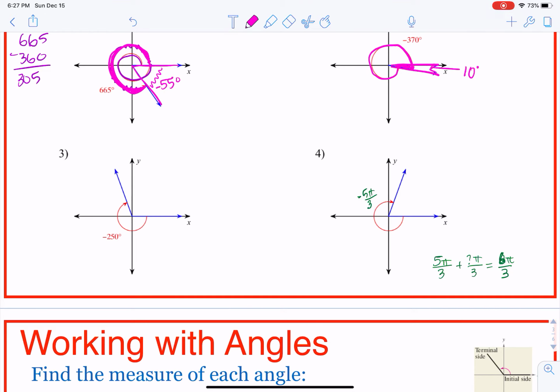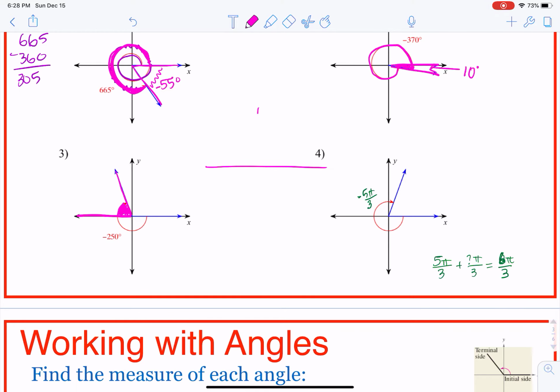Looking here at number 3, if I'm going negative 250 degrees, I know that if this is my initial side, going straight across would put me at 180 degrees. So to go all the way up to 250 would be another 70. Again, this one looks a little bit different than the ones that we were working with before. So I want to know what is this angle that's made with the x-axis. So this is my reference angle here that I'm looking for.